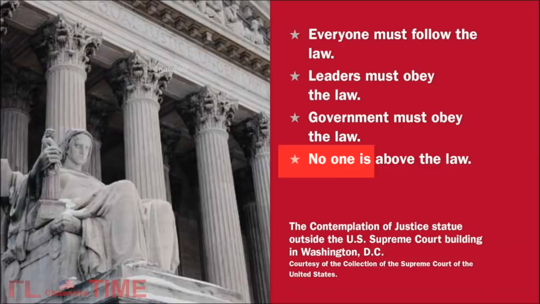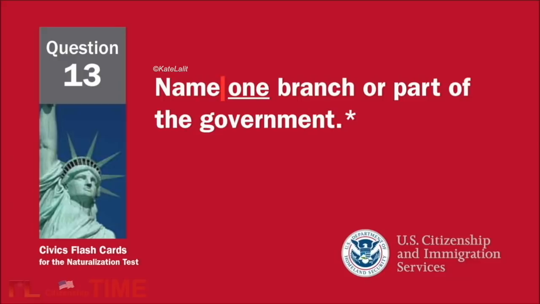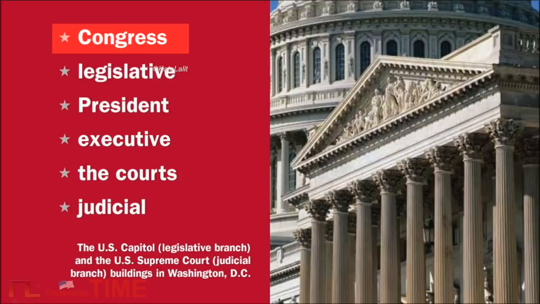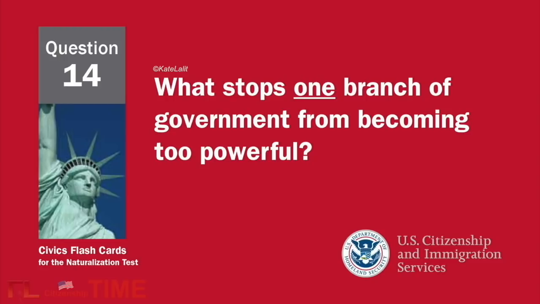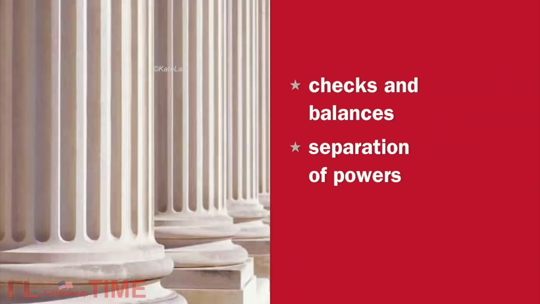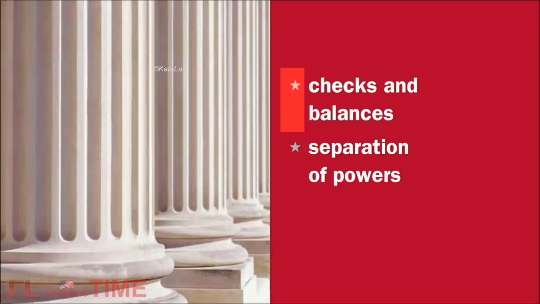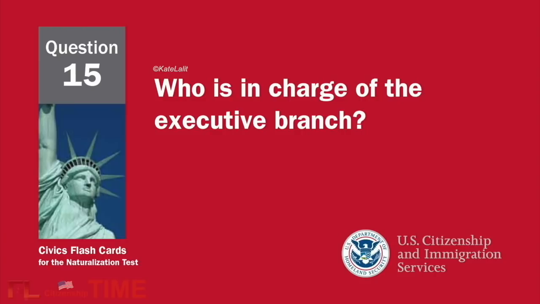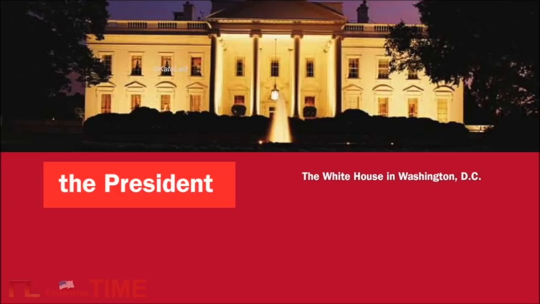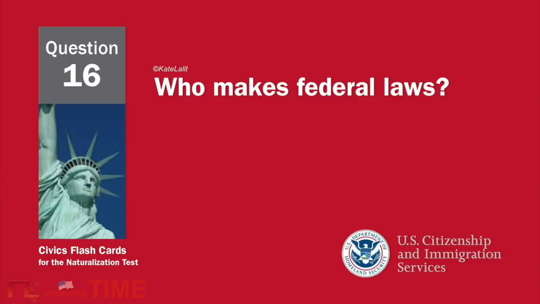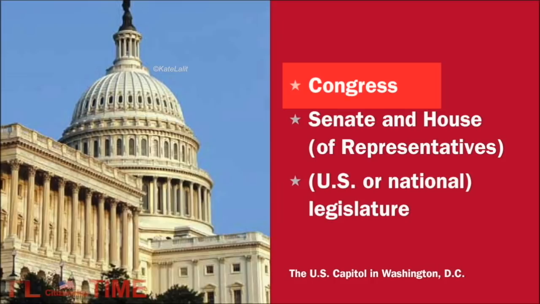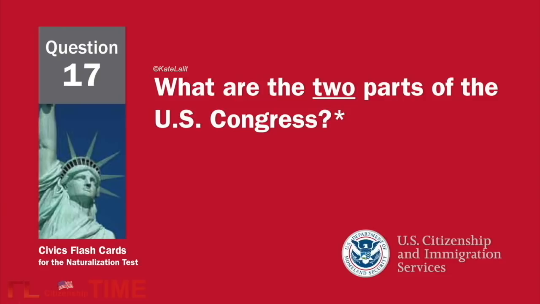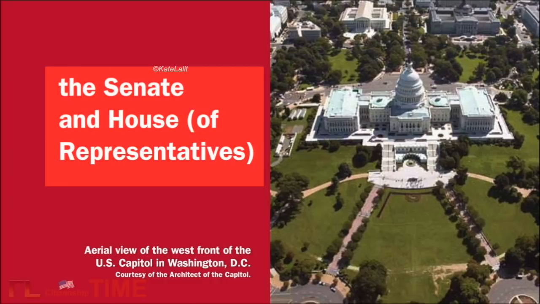Name one branch or part of the government. Congress. What stops one branch of government from becoming too powerful? Checks and balances. Who is in charge of the executive branch? The president. Who makes federal laws? Congress. What are the two parts of the U.S. Congress? The Senate and House of Representatives.